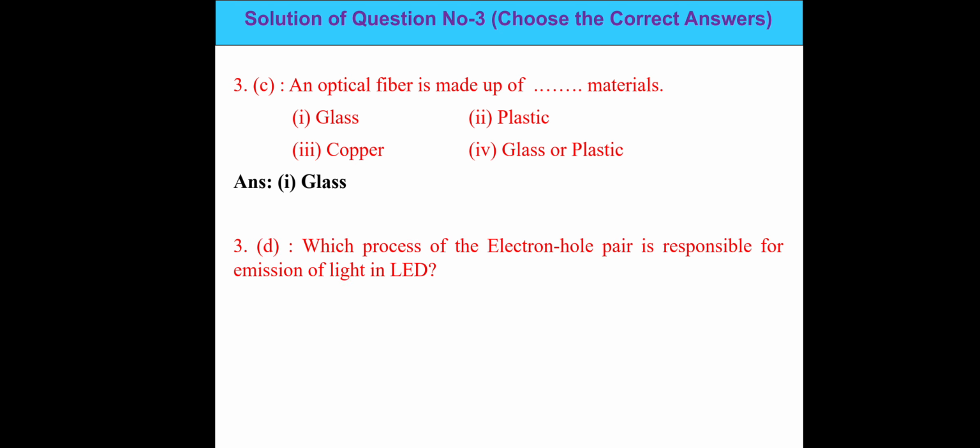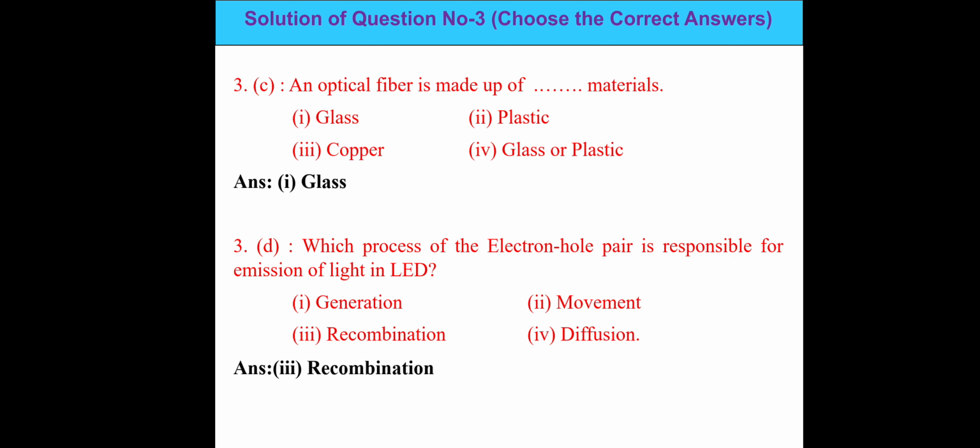Which process of the electron hole pair is responsible for emission of light in LED? Generation, movement, recombination, and diffusion. So when an electron and hole pair are recombined in the LED, energy will be released, and based on that the LED will glow. So recombination is the correct answer, that is option 3.